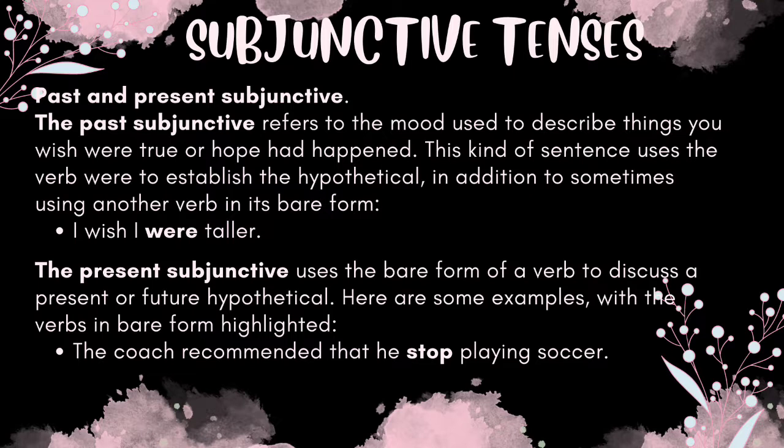The present subjunctive uses the bare form of the verb to discuss a present or future hypothetical. Here are some examples with the verb in the bare form highlighted. The coach recommended that he stop playing soccer. So the subjunctive is stop.